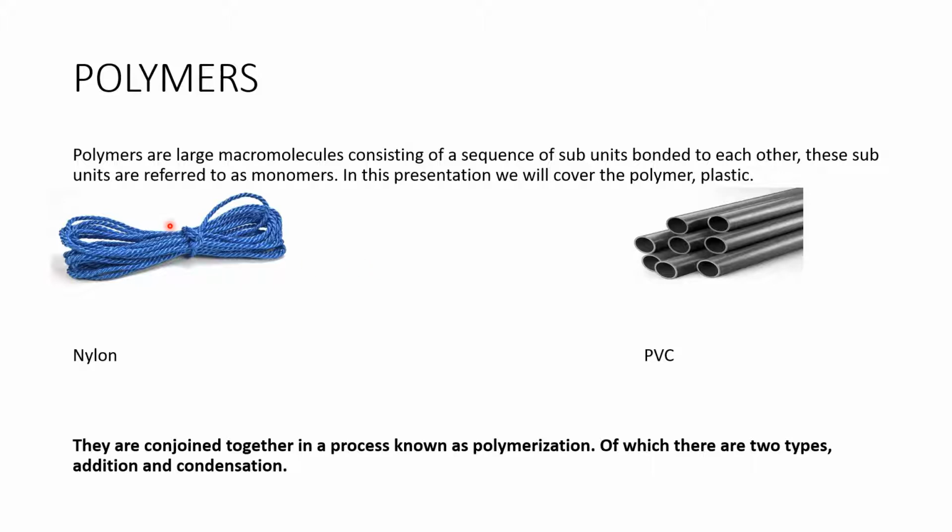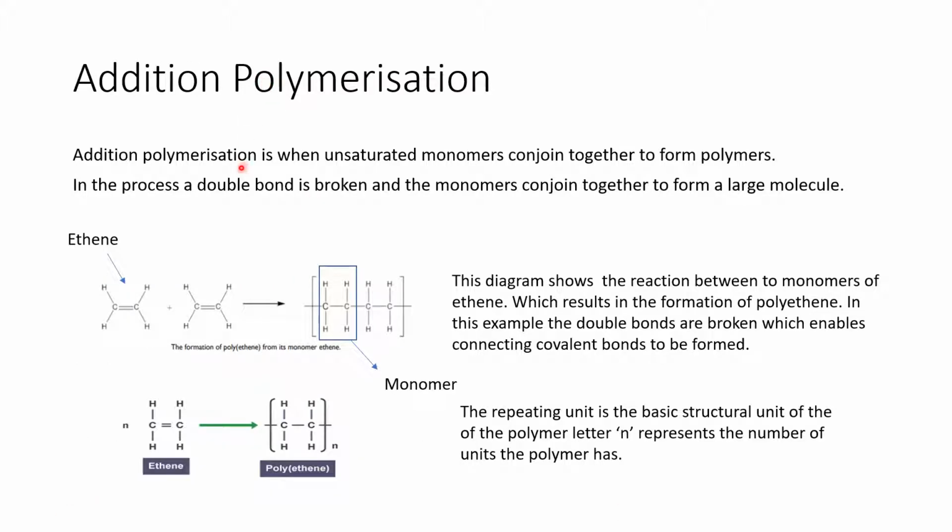In the third part of the presentation, we'll be covering the differences between addition polymers and condensation polymers. Now, what do these 2 images have in common? Nylon and PVC. They're both polymers, and polymers are essentially a sequence of subunits bonded to each other in a process known as polymerization. These units are referred to as monomers, and the process of polymerization has 2 types, addition and condensation.